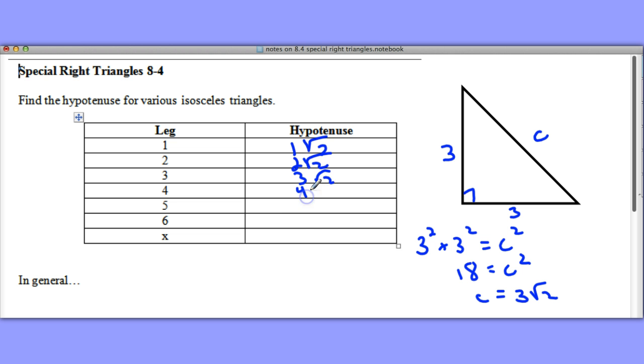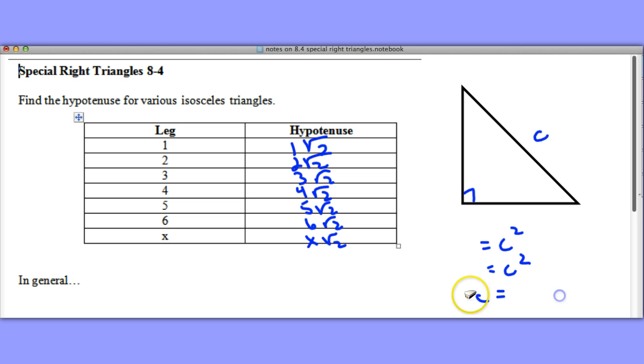I think there's a pattern developing here. Let's see if this makes sense. If the leg is x, I think the hypotenuse is just going to be x root 2. Let's see if that makes sense and see if we can generalize here.